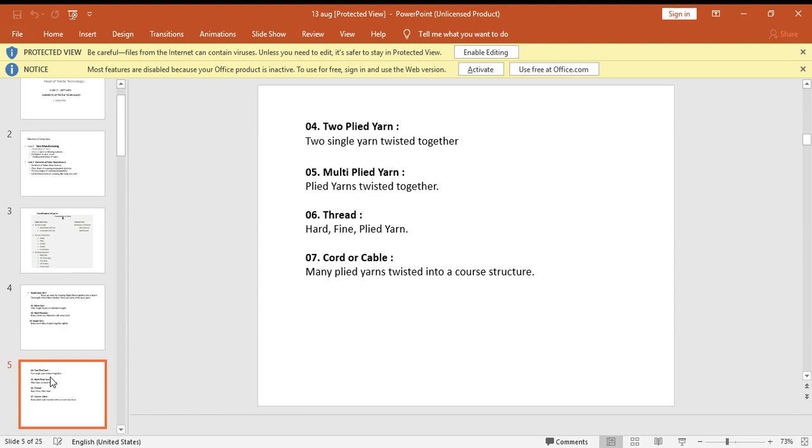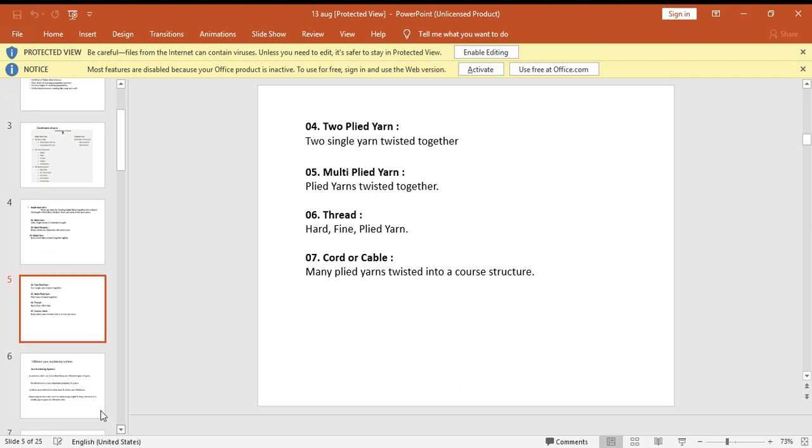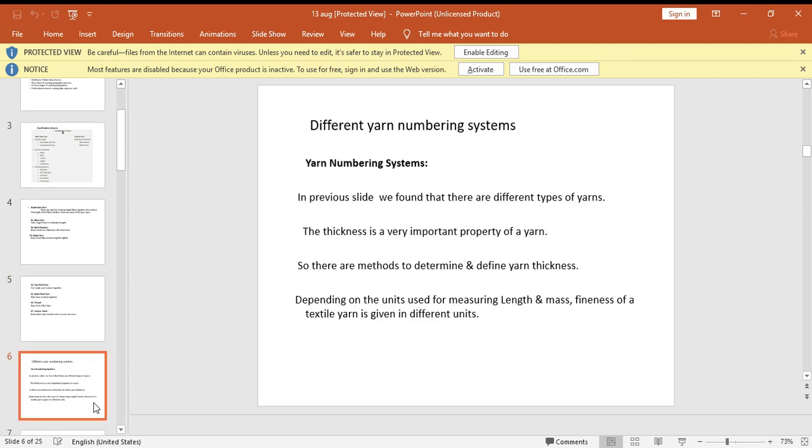And two-ply yarn is two single yarns twisted together. And multiplied yarn is plied yarns twisted together. And thread is hard, fine plied yarn. Cord or cable is many plied yarns twisted into a core structure that will be strong. Different numbering system.